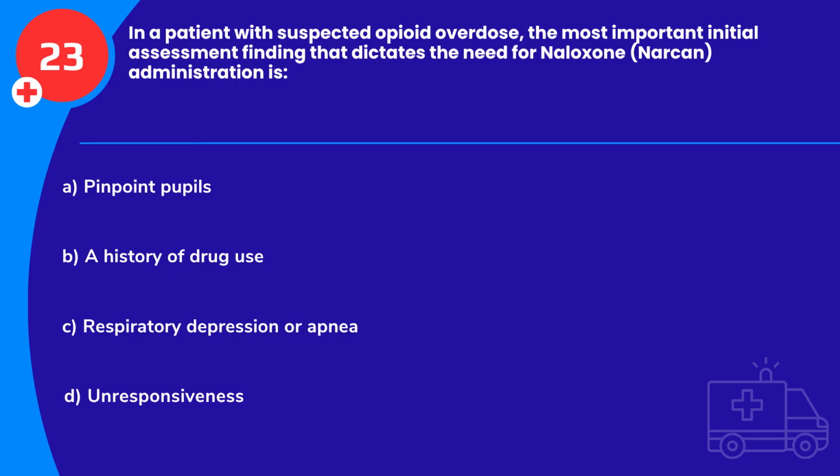Question 23. In a patient with suspected opioid overdose, the most important initial assessment finding that dictates the need for naloxone, Narcan, administration is A. pinpoint pupils, B. a history of drug use, C. respiratory depression or apnea, D. unresponsiveness.